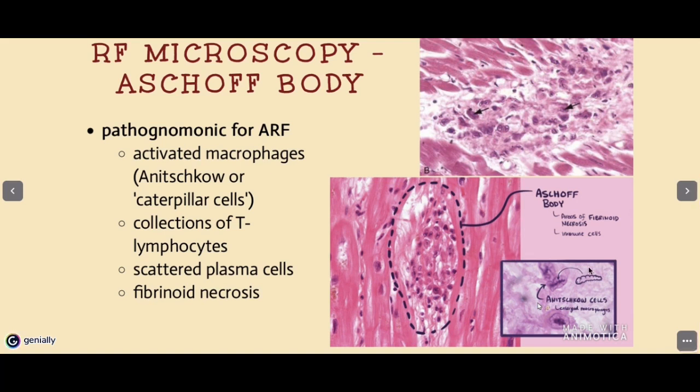Okay, so why is it called caterpillar cells? It's because the chromatin within the nucleus actually condenses in a manner that makes it look like a caterpillar. On top of that, you get collections of T lymphocytes, so you can see some lymphocytes at the edges, scattered plasma cells, as well as the presence of fibrinoid necrosis. So this is pathognomonic. So if you see an Aschoff body, then you know the patient has rheumatic fever.